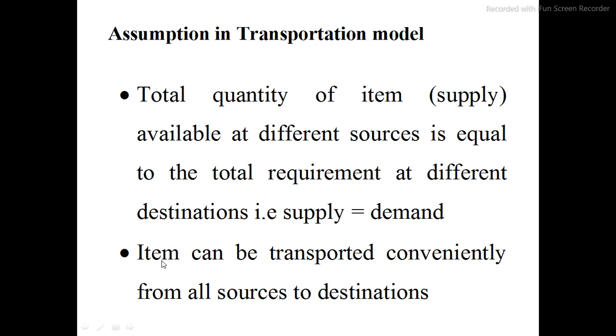Now, next one, item can be transported conveniently from all sources to destinations. That is, we should be able to supply the goods from source to destination. We have to assume that we can easily transport that one.